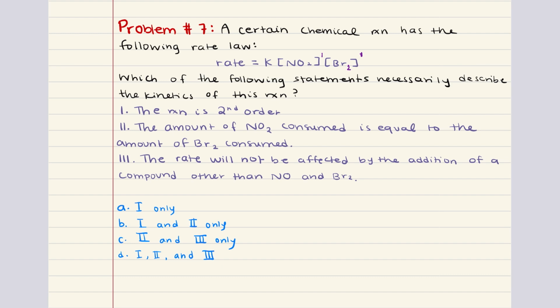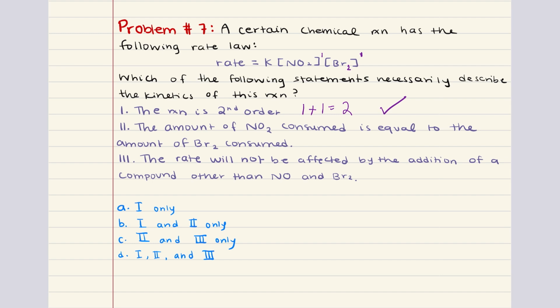Now, the first statement says that the reaction is second order. We can determine this because we know the order with respect to nitrogen dioxide and dibromide, so we can just sum that up to figure out the reaction order of the overall reaction. The order of nitrogen dioxide is 1 and the order of dibromide is 1, and so we can sum those up, 1 plus 1. That gives us 2, which means that the reaction is second order overall, making statement 1 correct.